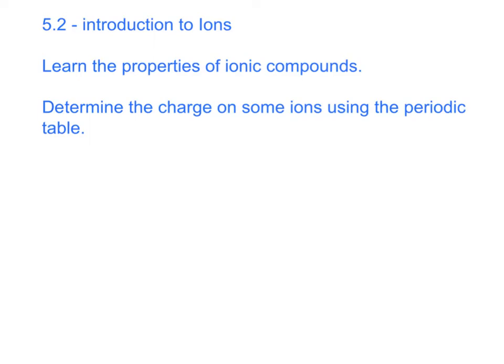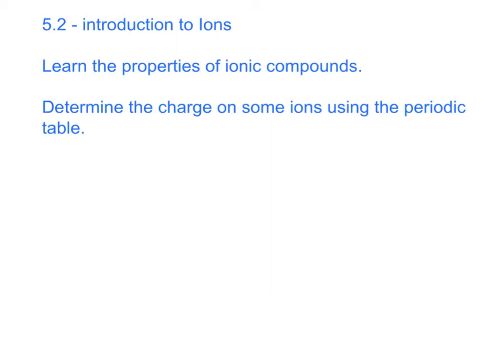Hello chemistry students, we're here to do lesson 5.2, which is the introduction to ions. Our first objective is to learn the properties of ionic compounds. Then we're going to show you how to determine the charge on some of the ions using only your periodic table. And we'll also along the way explain what we mean by an ion and what some of the different kinds of ions are.